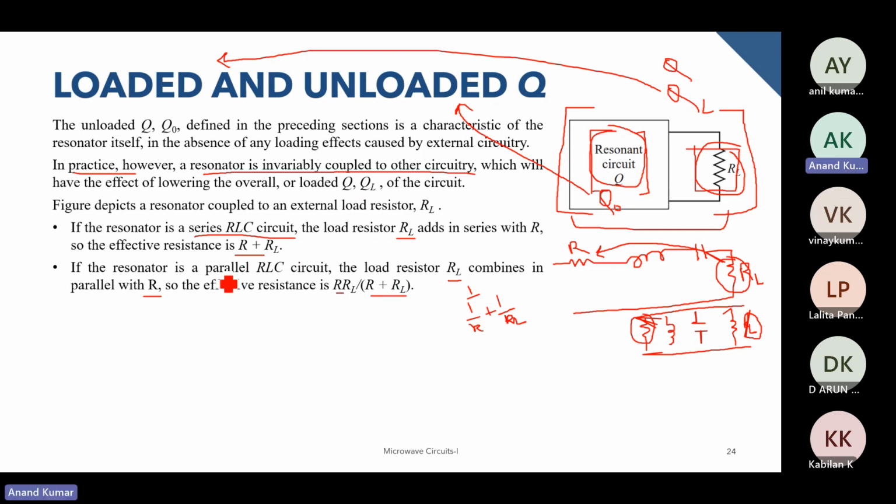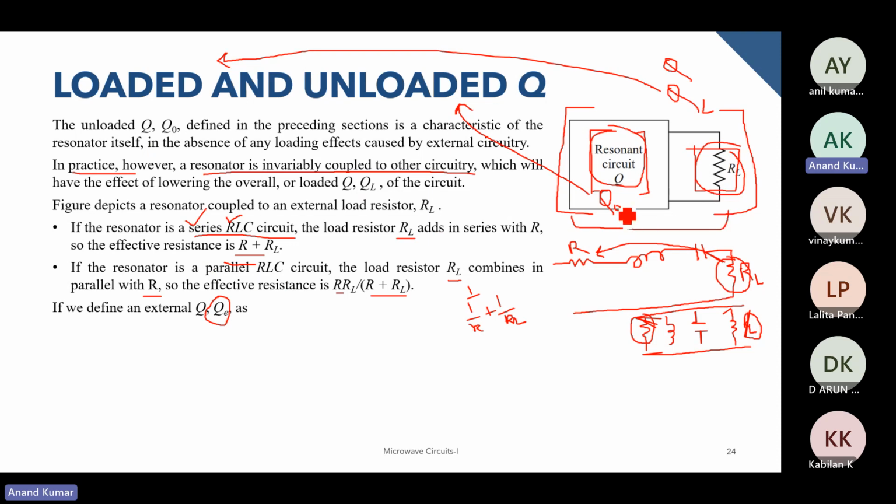So we have found the effective resistance for the case of series RLC circuit and parallel RLC circuit. And if we define an external QE, we are defining another quality factor term, which is the QE.